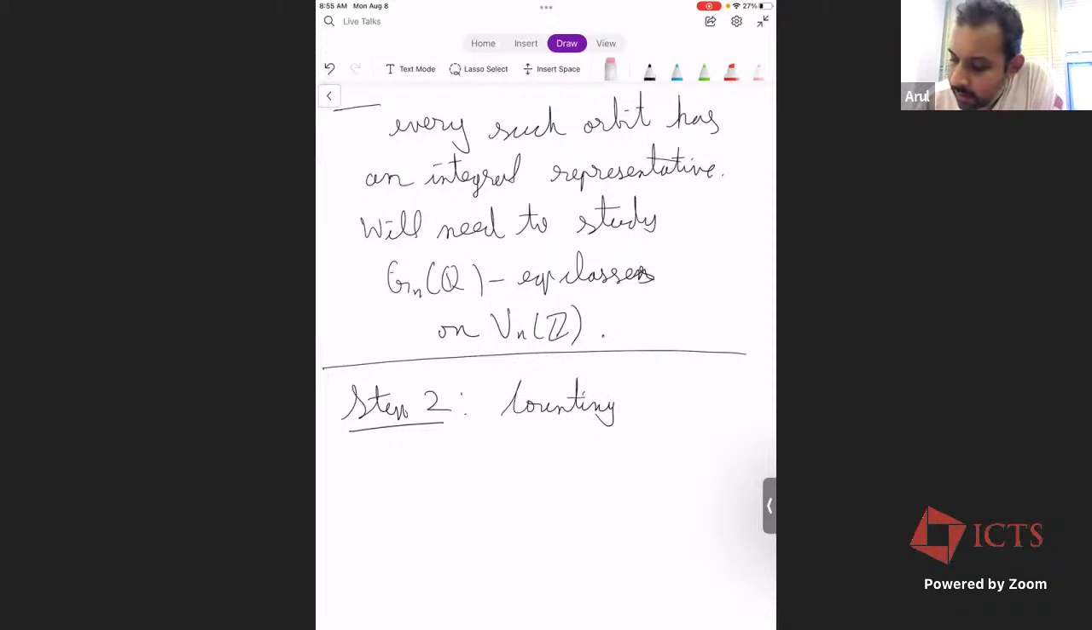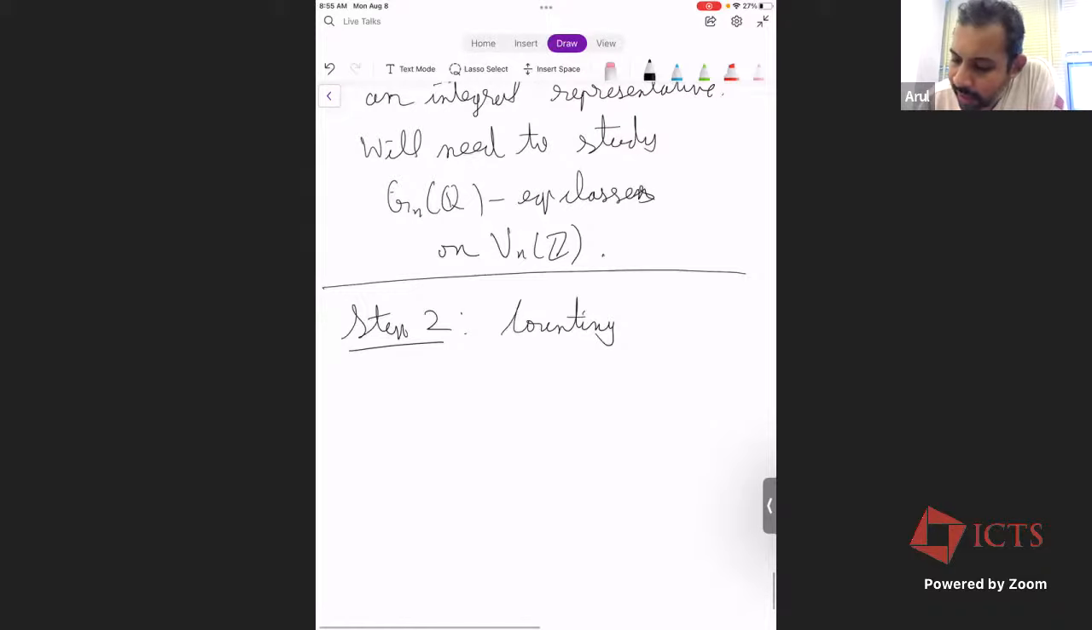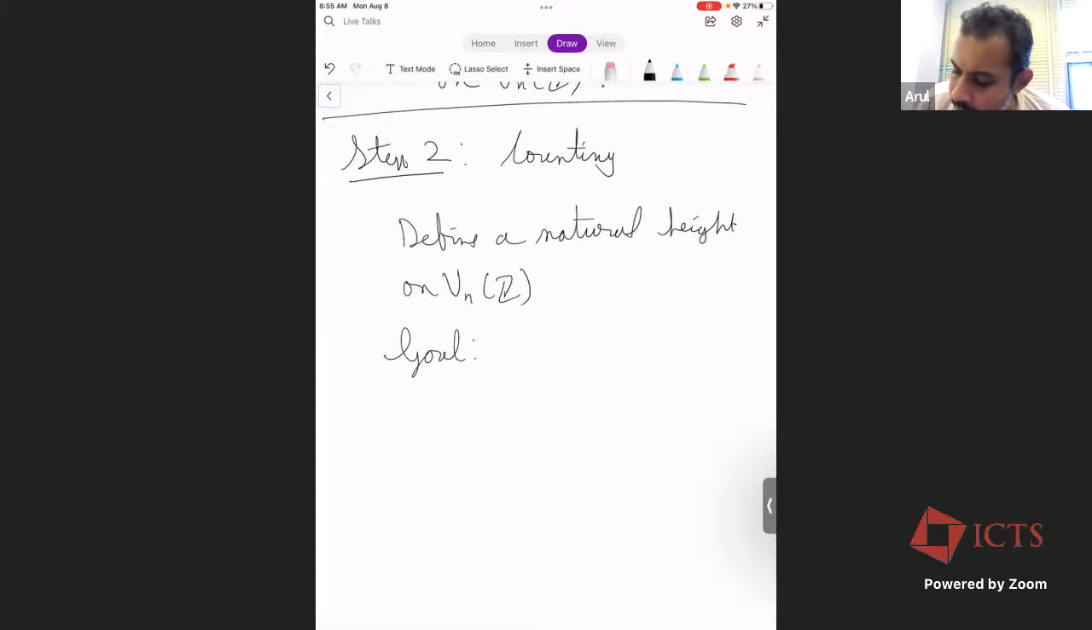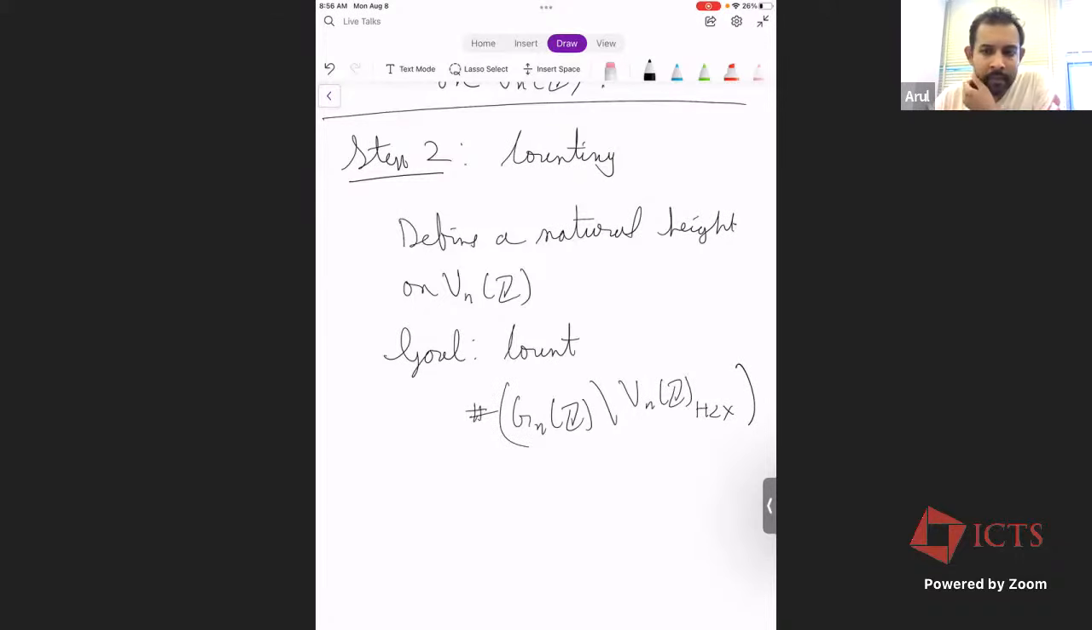Here, what we're going to do is define a height on VnZ. This height is going to be G invariant. And the entire goal of this step is going to be to count the number of GnZ orbits on VnZ having height less than X. So we'll define a natural height on VnZ, and we will count the number of GnZ orbits on VnZ which have height less than X. And that will take us much closer to our result.